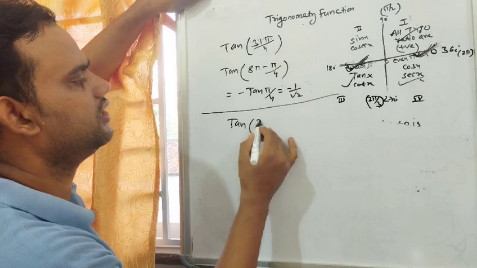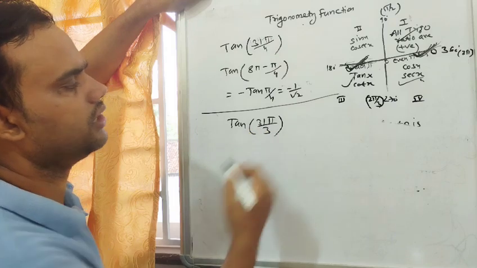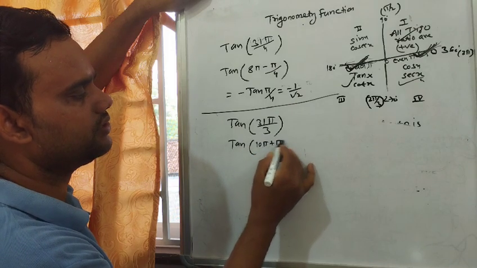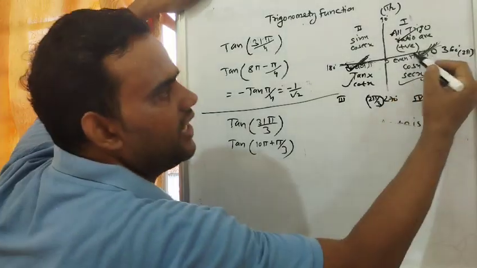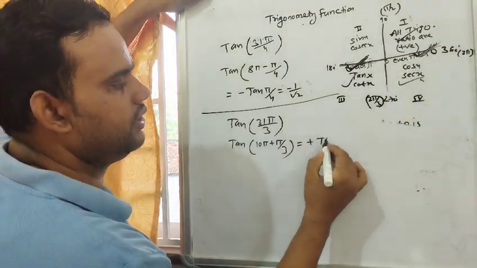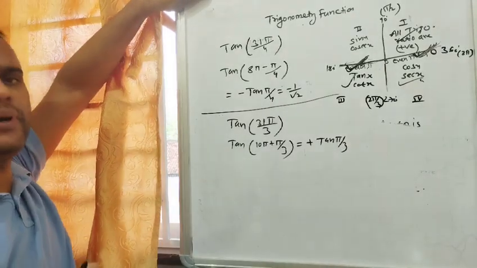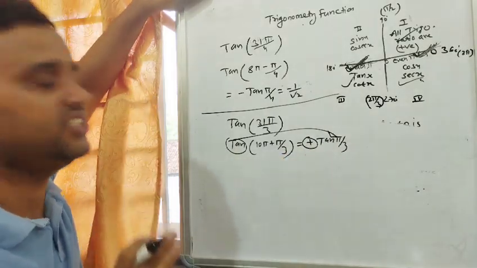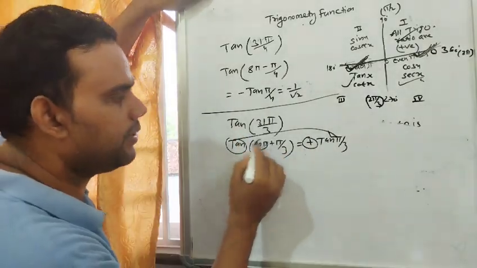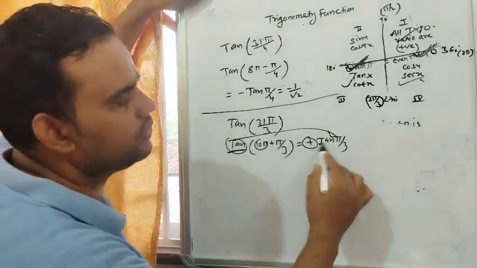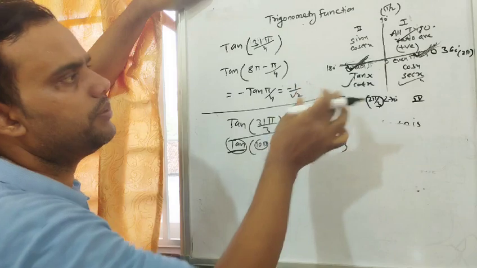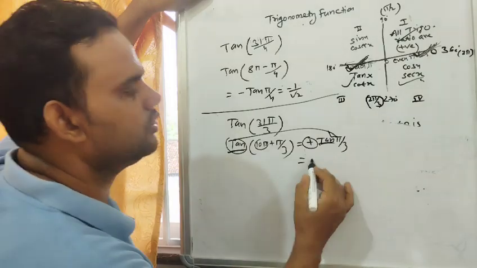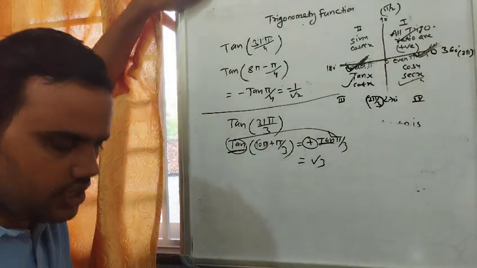If someone asks tan 31 pi by 3, how to do it? We can write tan of 10 pi plus pi by 3. 10 pi is an even place, and plus means the first quadrant, so plus tan pi by 3. Whether it is even pi or odd pi, tan will not change, only the sign will change. If it is odd pi, we go to the second or third quadrant, and the sign changes accordingly. Tan pi by 3 is root 3, so the answer is plus root 3. Thank you so much.